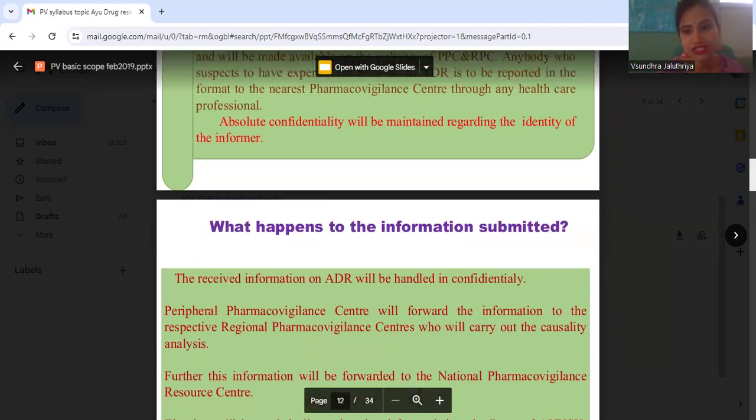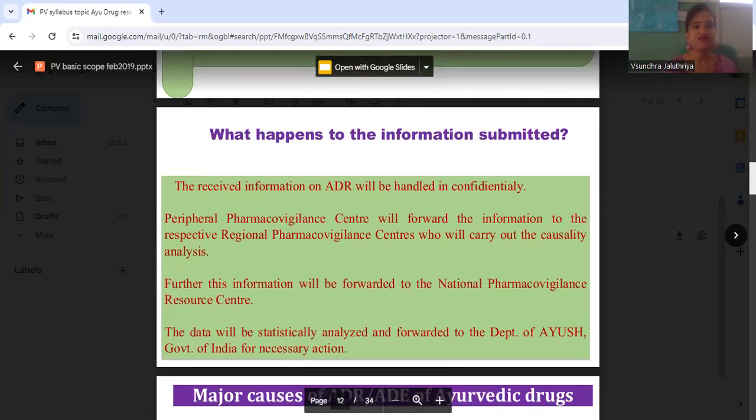What happens to the information submitted? The received information on ADR will be handled confidentially at the Peripheral Pharmacovigilance Center. The Peripheral Pharmacovigilance Center will forward the information to the respective regional pharmacovigilance center, which will be carrying out causality analysis.